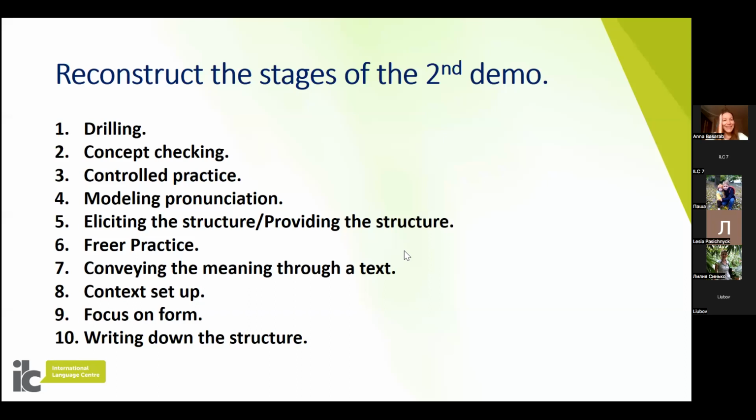Let's continue. Right, so now here are the stages of the second demo. Can I ask you to work on your own for 2-3 minutes and reconstruct the order? There are 2 last stages which we technically didn't do, but they're present in any grammar lesson. I'll give you 2-3 minutes.